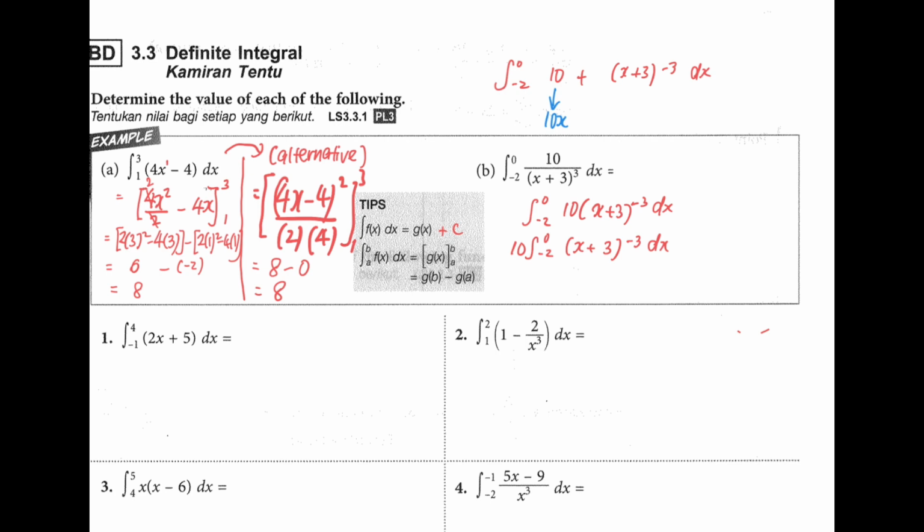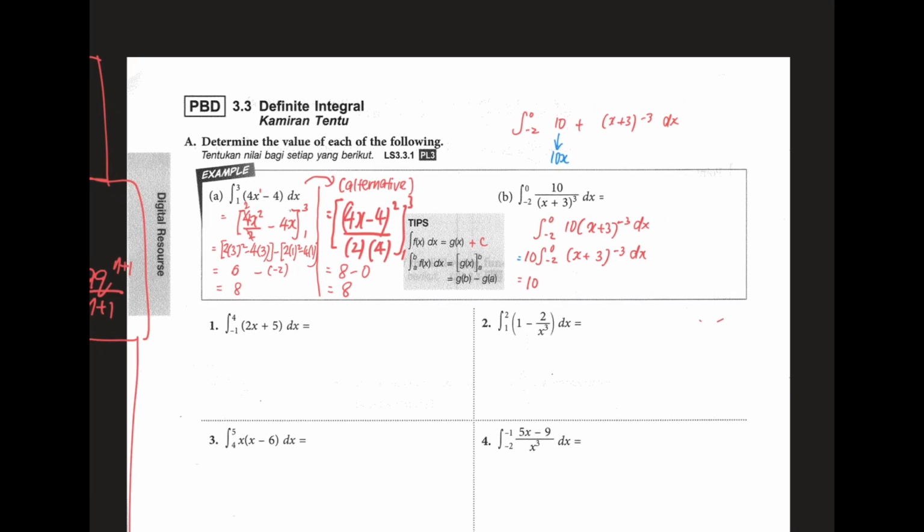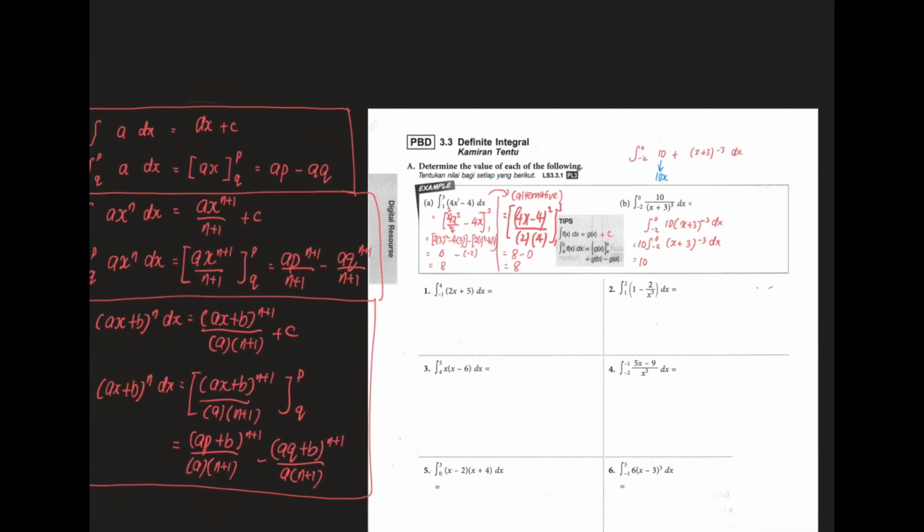Okay, so plus minus, you have to integrate the 10. Multiplying or dividing, no need to integrate the 10. Just leave it there. Okay, so I continue. The 10, just leave it there. And then for the rest, you have to look at the formula, the third formula. So we are using this formula.